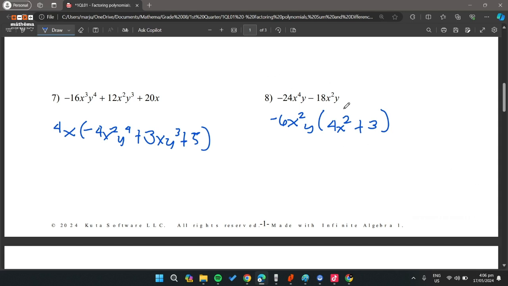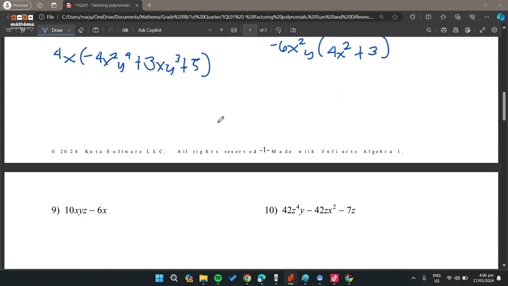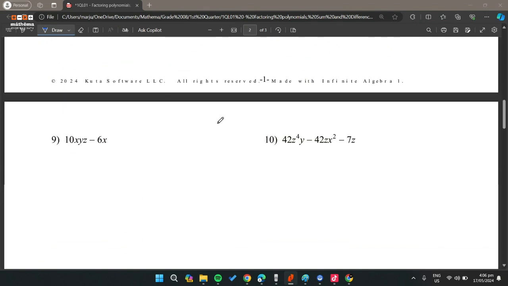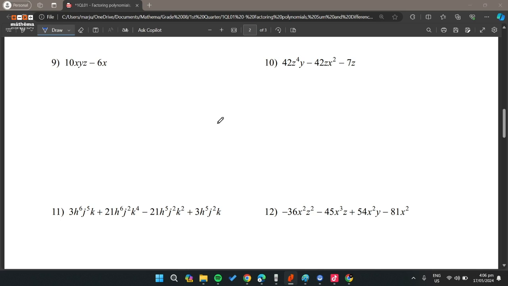So again, that will be for number 8. Let's do number 9 and then 10. Alright, number 9. Let's do number 9. So again, start with the number first. What is common? 10 and then negative 6. Alright, what is common? 10, negative 6. That should give us what? Alright, that should give us 2.